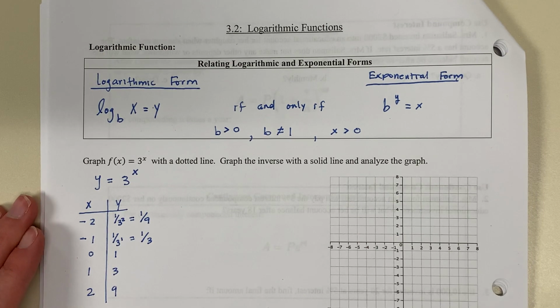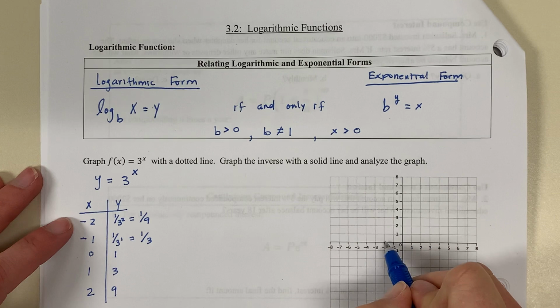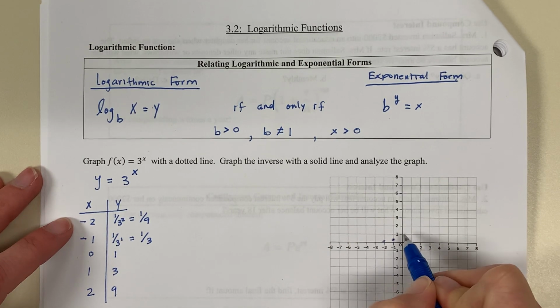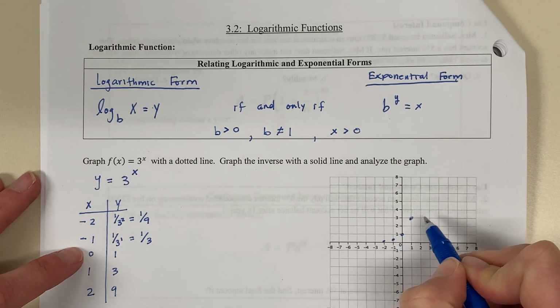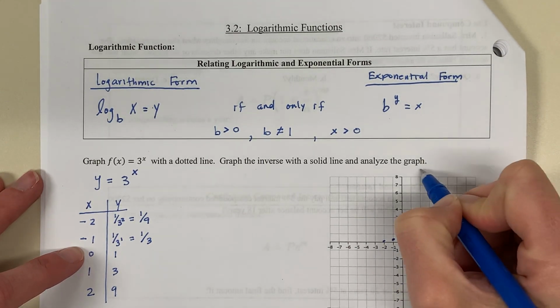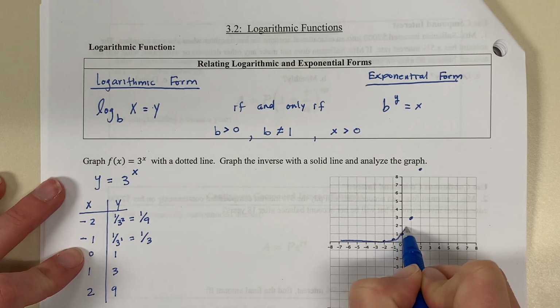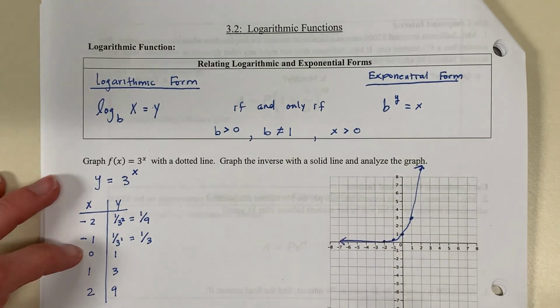I'm going to graph this function using the points, and I'm going to use a blue pen rather than a dotted line. I'm going to go left 2 up 1/9, left 1 up 1/3, 0, 1, 1, 3, and 2, 9. And I have the curve.